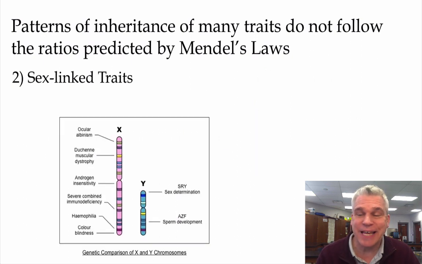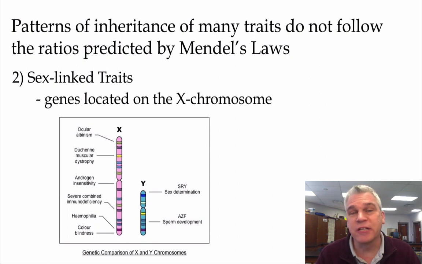Another example is sex-linked traits. These are genes located on the X chromosome, which technically would also be linked genes. One thing to remember is that the genes on the X chromosome are not the same genes found on the Y chromosome. And really, the X chromosome doesn't have anything to do with gender. The Y chromosome determines that. Specifically, the SRY gene determines the sex of the individual, not necessarily the Y chromosome.